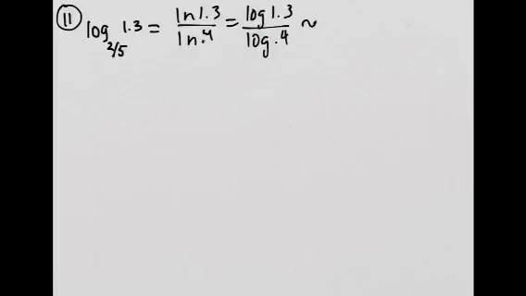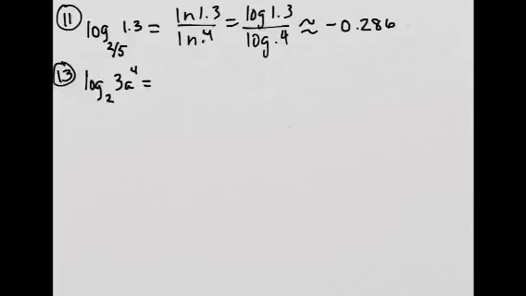Put it in a calculator. Oops, looks kind of weird. Put it in a calculator, and it's approximately -0.286, because they want you to round it to 3 decimal places.